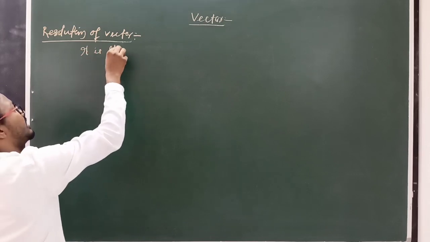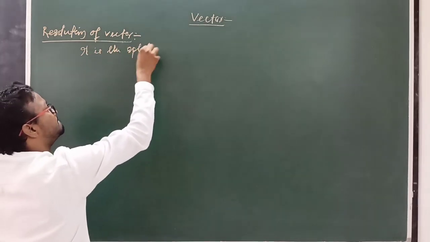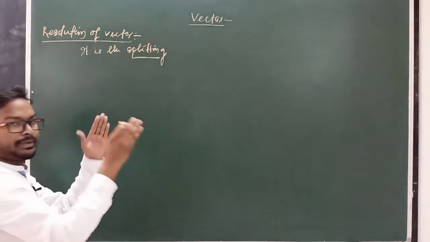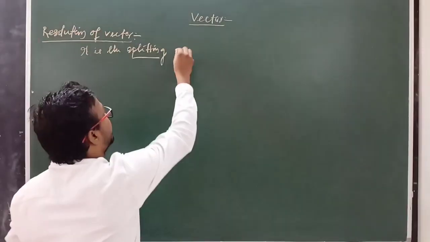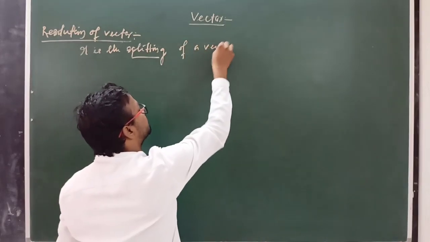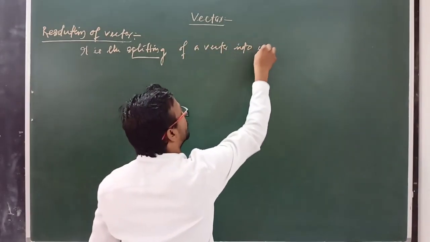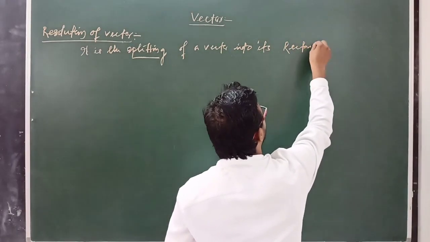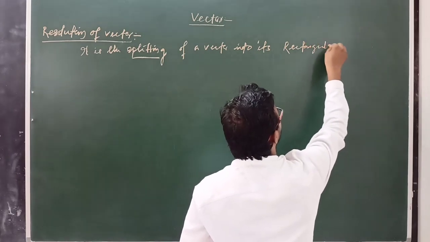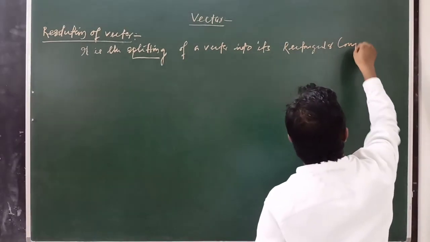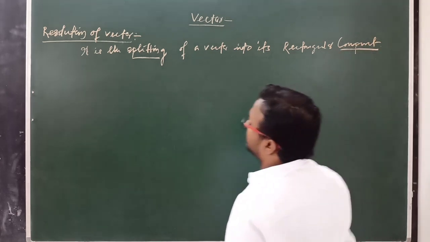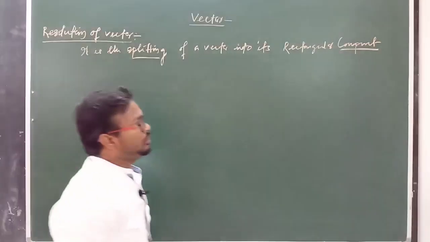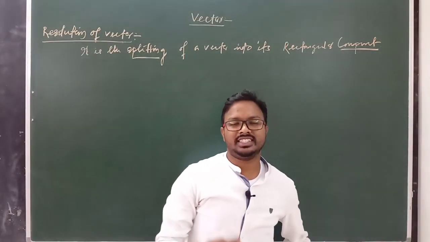It is the splitting, meaning to separate, of a vector into its components, and it is known as rectangular components. That is known as splitting of a vector or resolution of a vector. Clear? Okay, you already know what is the 2 dimension and what is the 3 dimension case.